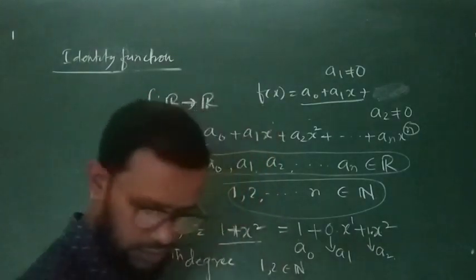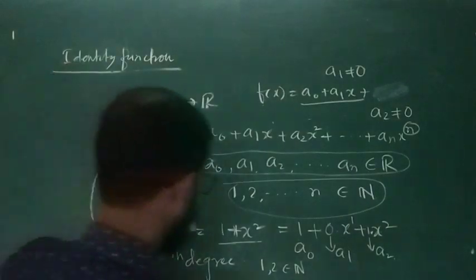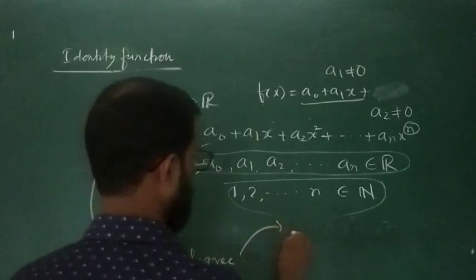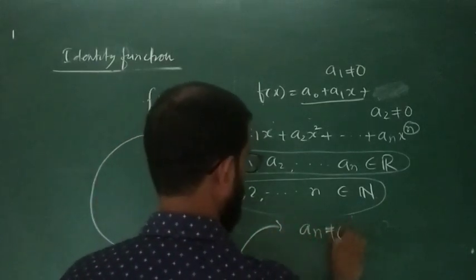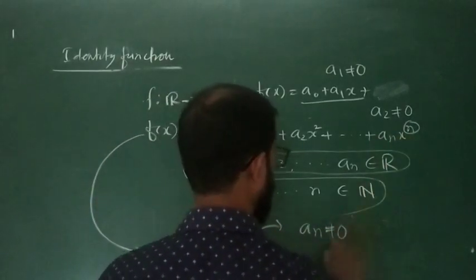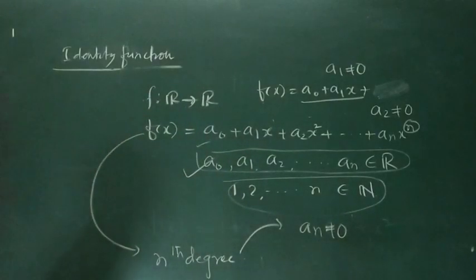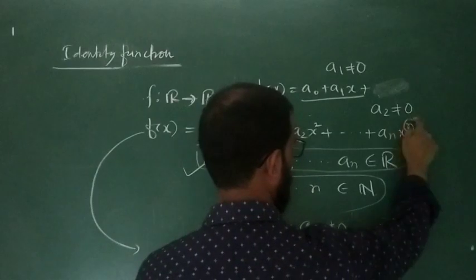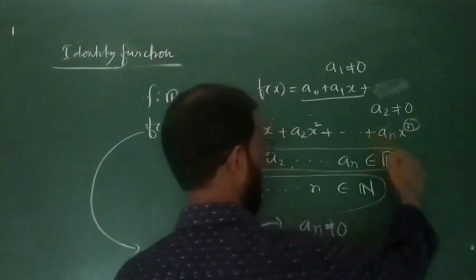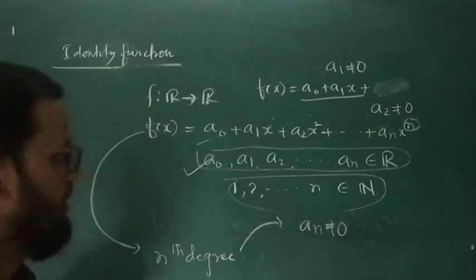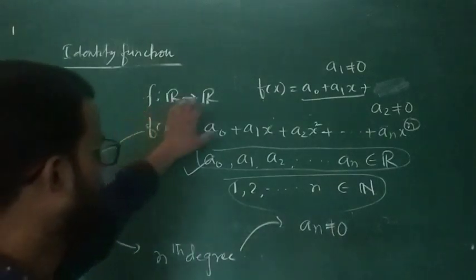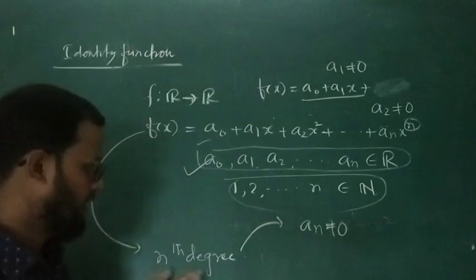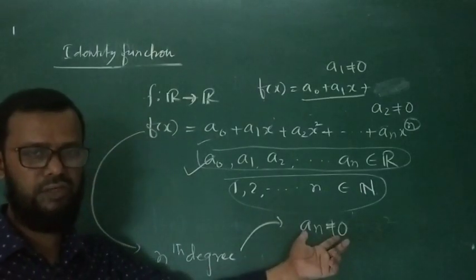The important condition is that this is an nth degree polynomial only if the coefficient of the highest power of x is non-zero. Okay, only if it is non-zero will its degree be n. If it becomes zero, then it could be the previous degree. Right, that is why f(x) is called a polynomial of nth degree. When we say this, we should give the condition that a_n is not equal to 0.